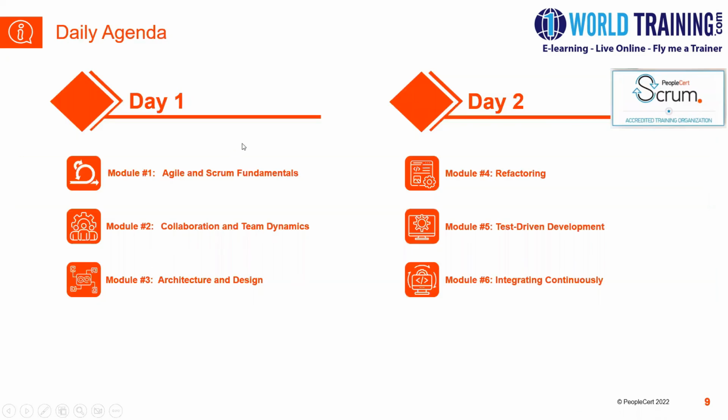So agenda, as we say: on day one we will cover module one, which is Agile and Scrum fundamentals. We will also talk about collaboration and team dynamics as a part of module 2. We will discuss module 3 as a part of architecture and design. And we will see module 4, which is day 2, in the form of refactoring. So what is refactoring? We will discuss module 5, which is test-driven development on day 2, and module 6 is continuous integration, which will also be discussed on day 2.